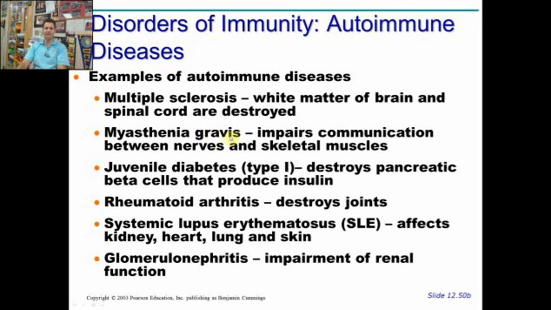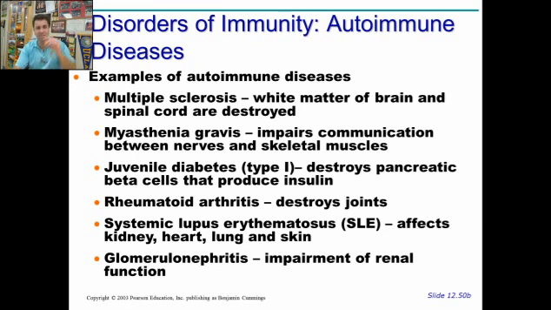Myasthenia gravis, we've learned about before, involves communication between nerves and skeletal muscles, specifically the neuromuscular junction. Type 1 diabetes is when the pancreatic beta cells, which produce the insulin, get attacked by the immune system and slowly disappear. You don't have those cells to produce insulin anymore.